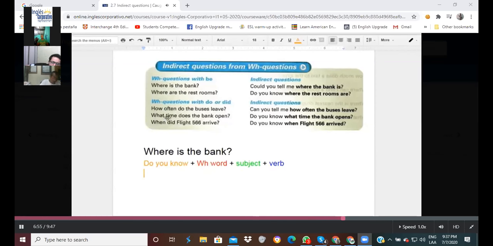Let's try to make sense of the other questions that you see there towards the bottom. So in this case, we want to use a polite way of asking. So you can ask in the form of, could you tell me? Do you know? Can you tell me? And then it just repeats itself with do you know. So in this case, we're going to use do you know. That's the second question there. Do you know what time the bank opens?